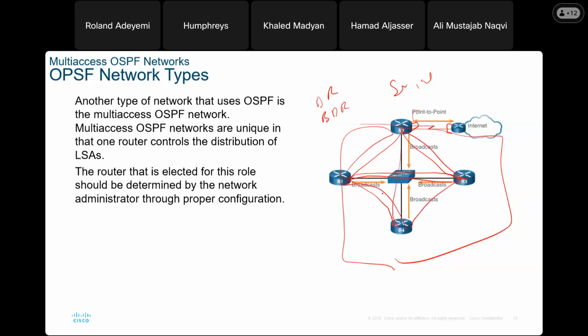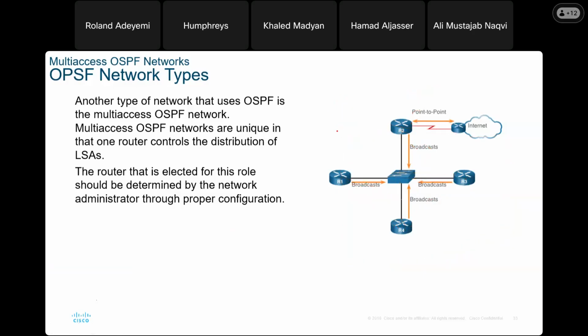Router 4 wants to form a neighbor with this one, so the neighborship is going to be messy, as in messed up. When you have a scenario like this, that's why they came up with the concept of selecting a DR, which is like the president of the network, and then a BDR, which is like the vice president of the network.